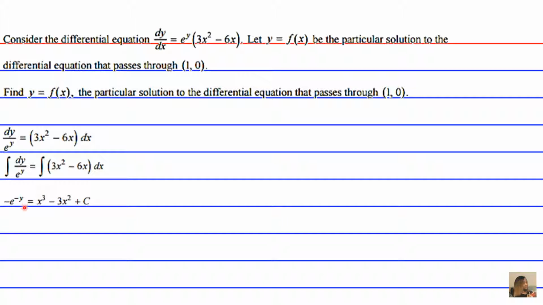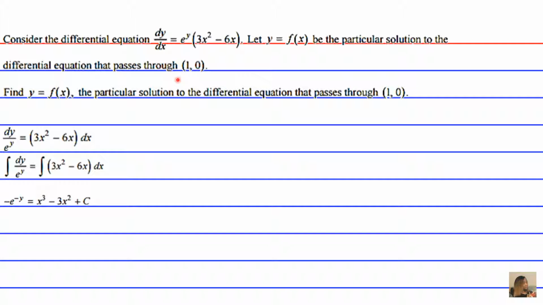Notice we didn't add a constant of integration on the left-hand side. That's because it's not necessary. Even if we did, we could subtract it and bring it over to this side, and a constant minus a constant would still be a constant. So speaking of constants, what we have to do next is use the initial condition (1, 0) to find out the value of the constant.